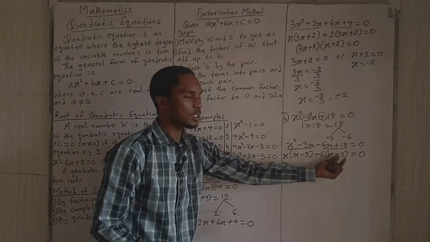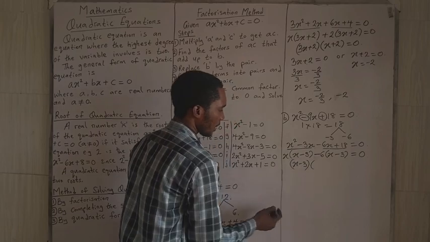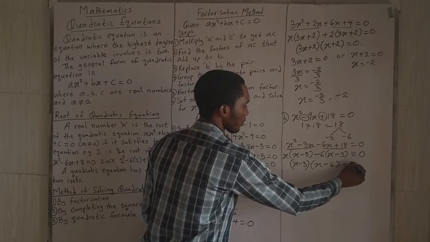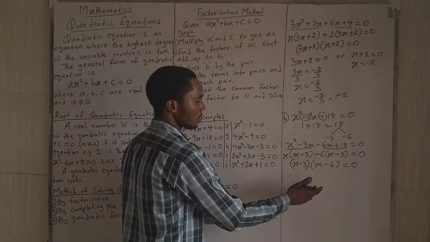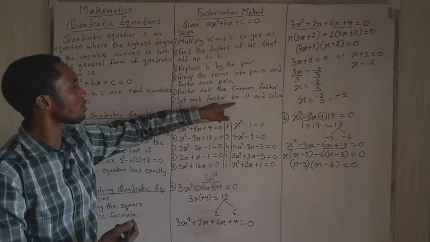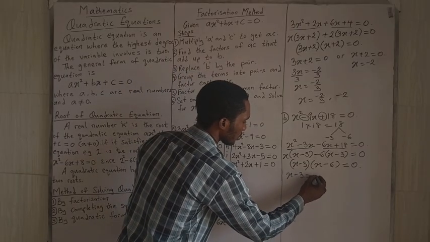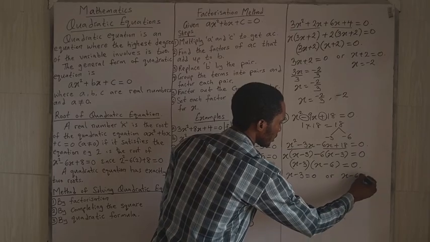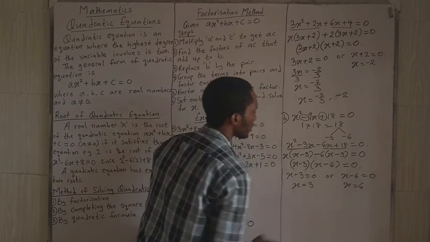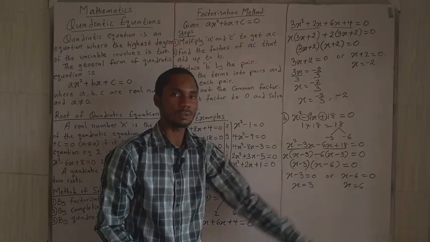Now, x minus 3 is common to these two terms. So we have x minus 3, open another bracket. What do we have outside here? x. What do we have outside here? Minus 6. Equate each factor to 0, step 6, to get the value of x. x minus 3 equals 0 or x minus 6 equals 0. This implies that x equals 3, x equals 6. The roots of this quadratic equation are x equals 3 or x equals 6.